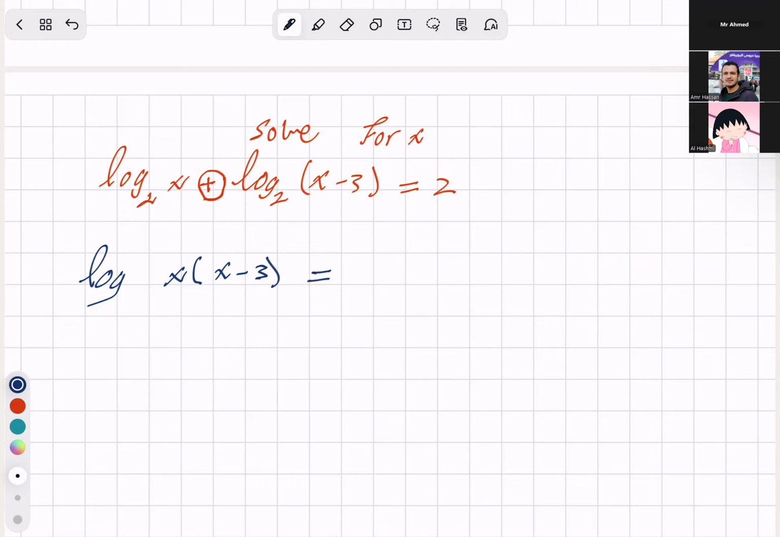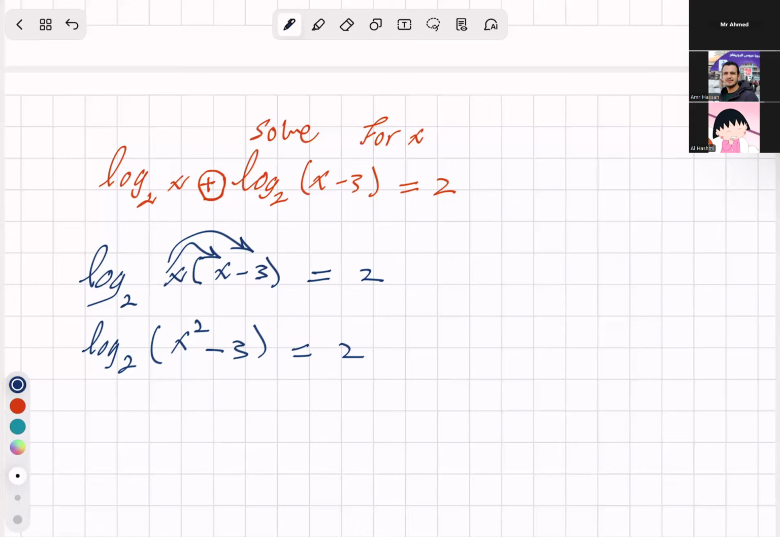Okay, which equals 2, right? And I kept the same base. So what I want to do is distribute x over every single term inside the parentheses, which makes sense. I have the same thing, log of rest. Here we have 2, and x times x, which is x squared, minus 3x, which equals 2, right?